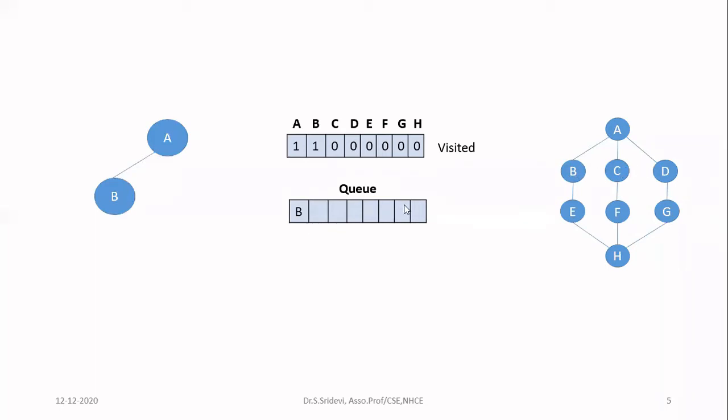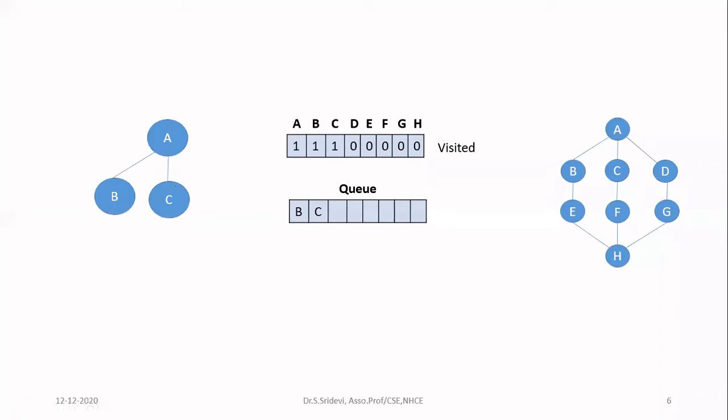I have to now finish the exploration of all the neighbors of A. So what I have to do now, go and check the other neighbor of A. That means next I'm going to consider C. I'll check whether C is visited. But now C is not visited. So go and mark C as visited. Mark 1 here. After that, insert C into the queue. Then connect C to A. Now you have marked with respect to C.